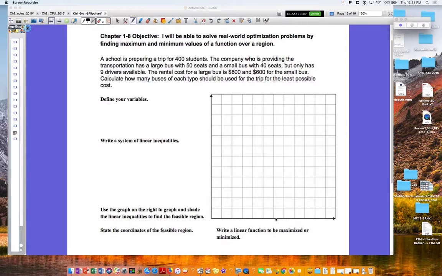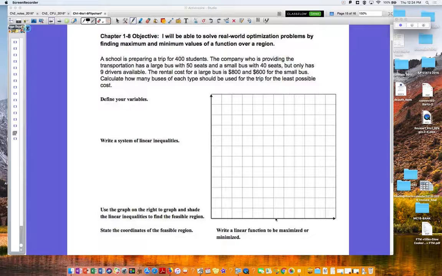All right, let's take a look at the last 2 pages of your review, which focuses on our last objective, which is to be able to solve real-world optimization problems by finding maximum and minimum values of a function over a region. So for these problems, you have several steps that you'll want to follow, as outlined here along with the graph to help you figure out your optimal solution. So real quick, I'm going to read through the problem and we're going to get going on this.